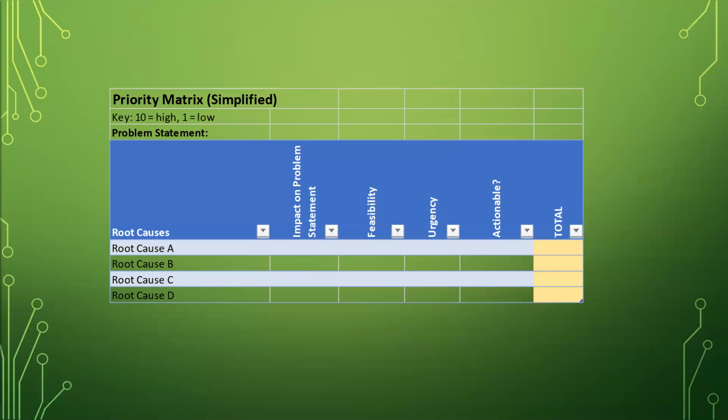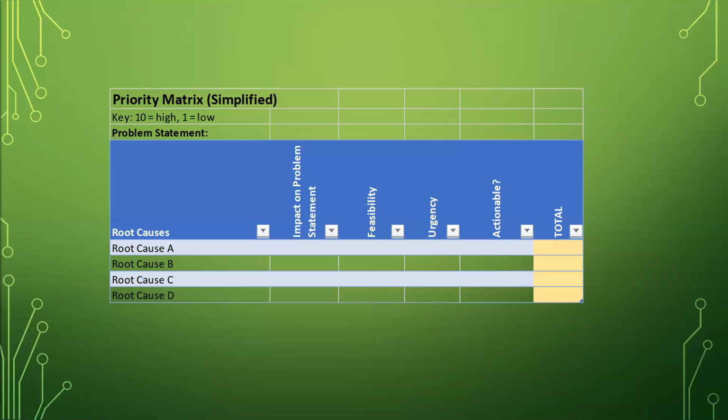The third column over is the urgency. So how important is it that we address this right now? Sometimes when it's a matter of patient safety or risk management, it has a higher urgency than it would if it's not as urgent. And then the fourth column is whether or not it's actionable.